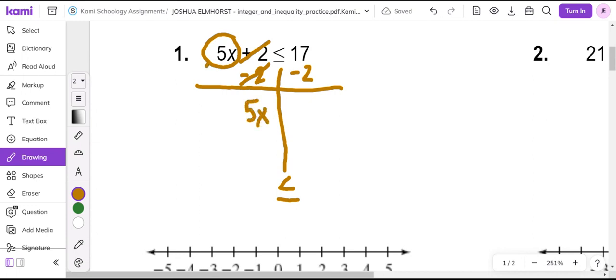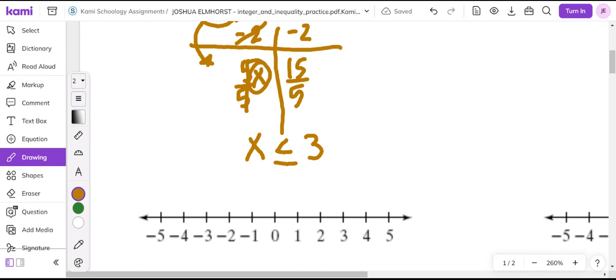Subtracting 2, bring the variable term down to the next step. What's the opposite of multiplying by 5? Dividing by 5. So we're going to divide both sides by 5. Now you're going to need 3 things in your solution. You're going to need the variable, you're going to need your symbol, which is less than or equal to, and then you're going to need your solve. 15 divided by 5 is 3.